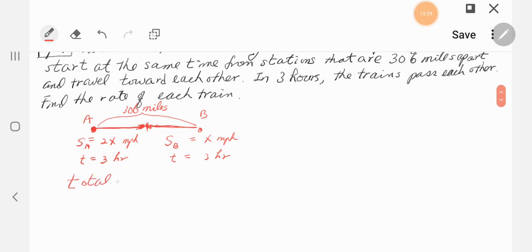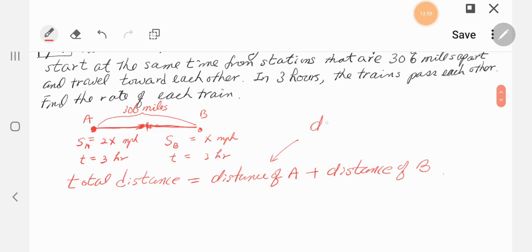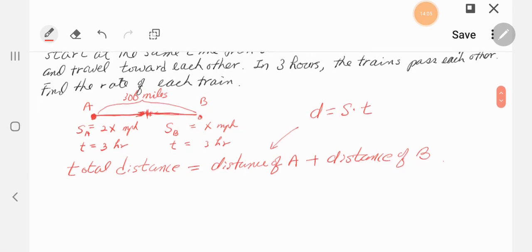So let me write the formula like this. The total distance they both traveled is the sum of the distance that train A traveled plus the distance that train B traveled, right? And then the distance formula is what? The distance is equal to speed times time. Okay, so the total distance is 306 miles.